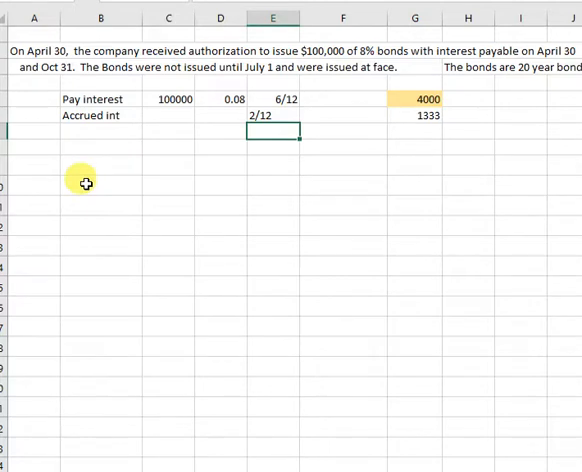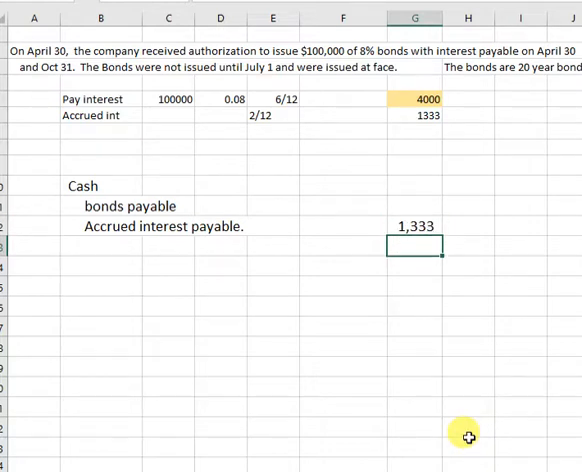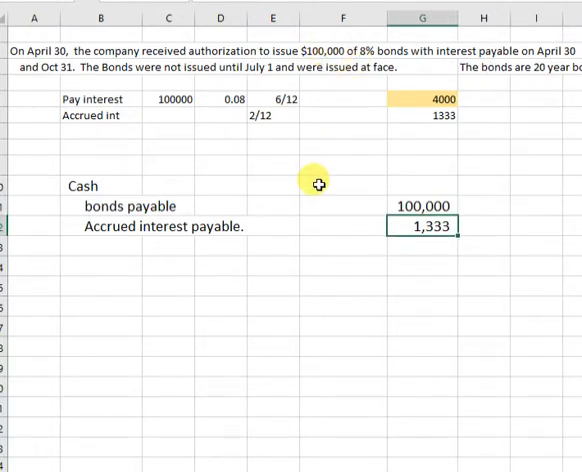Okay, so if you think about your journal entry, I'm going to get cash for it. I'm going to credit bonds payable. Okay, and I'm really going to credit that accrued interest payable because I am going to pay them for that 2 months of interest. So that's the 1,333 amount. Bonds payable is always face. The face of these bonds are $100,000. So I'm going to credit bonds payable for $100,000.